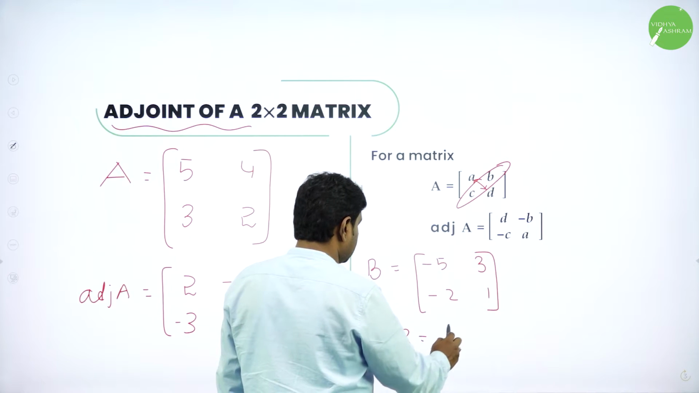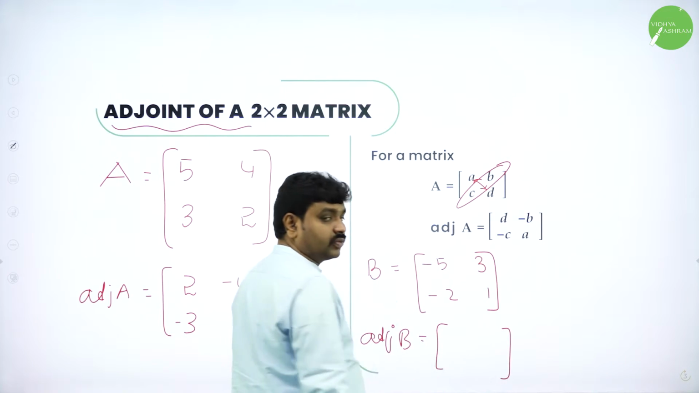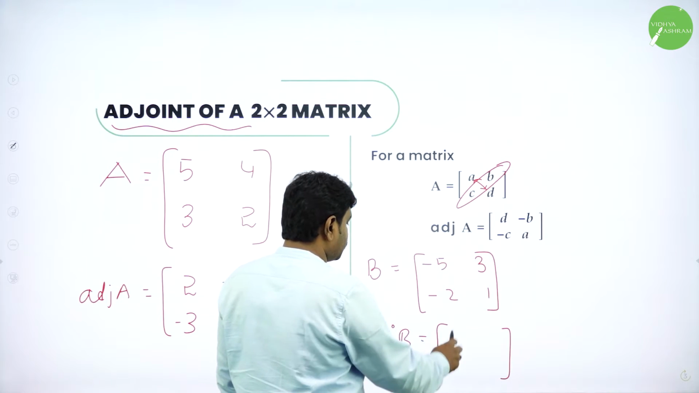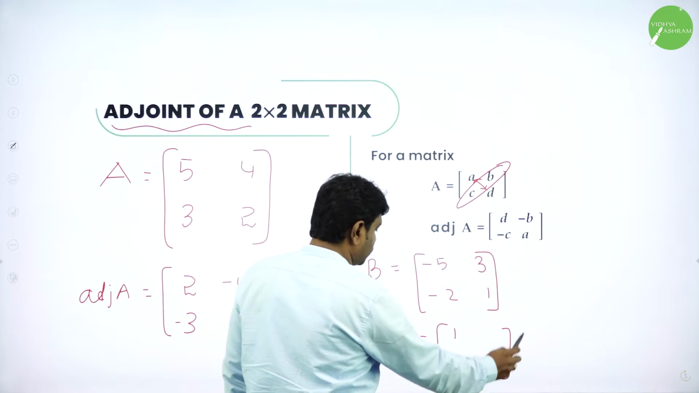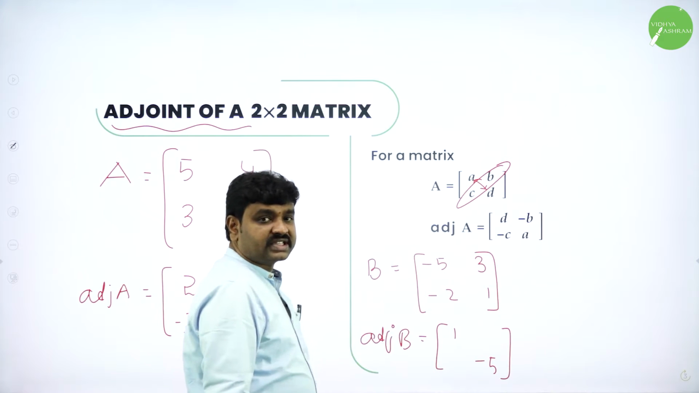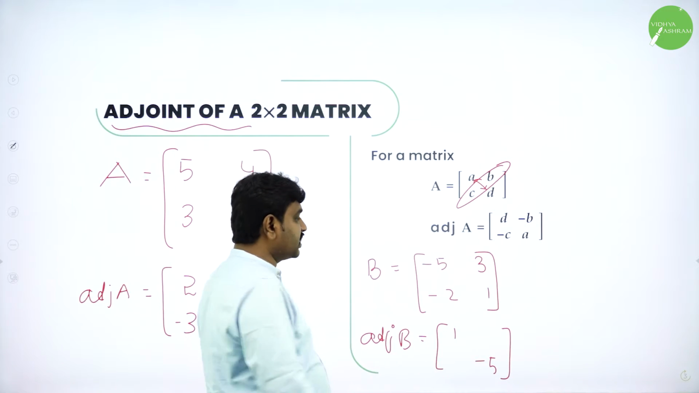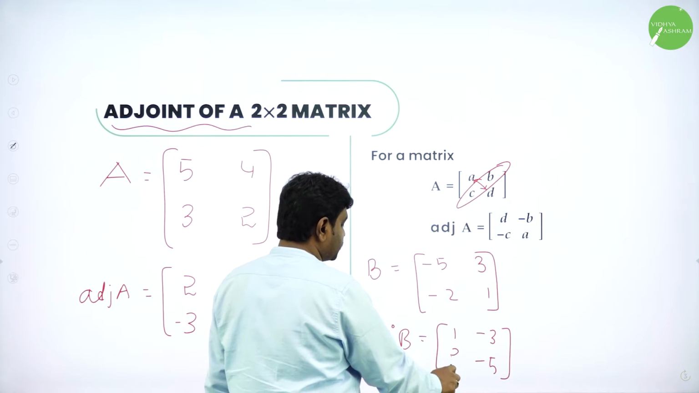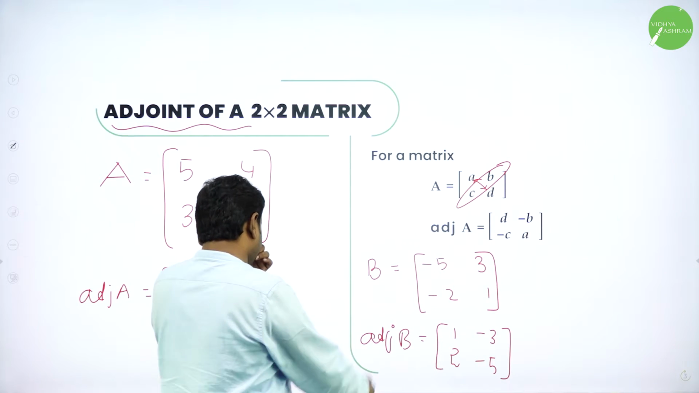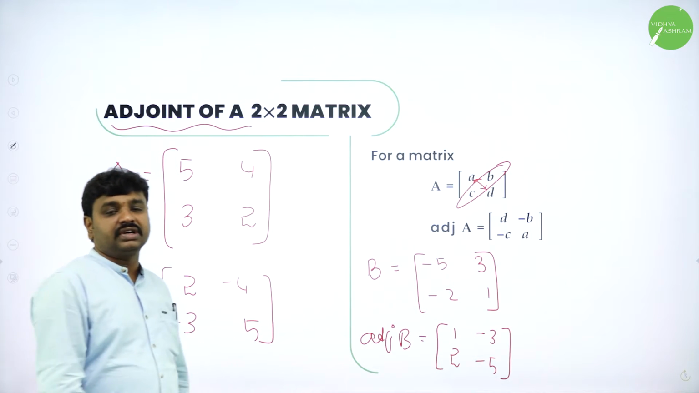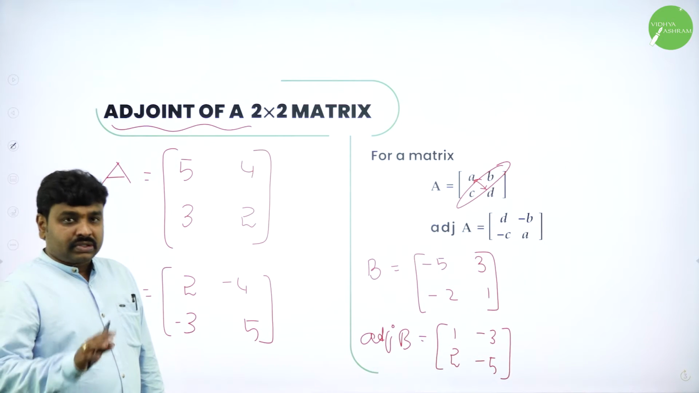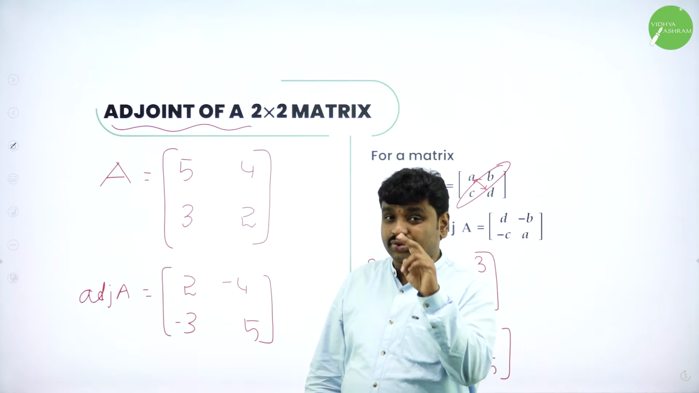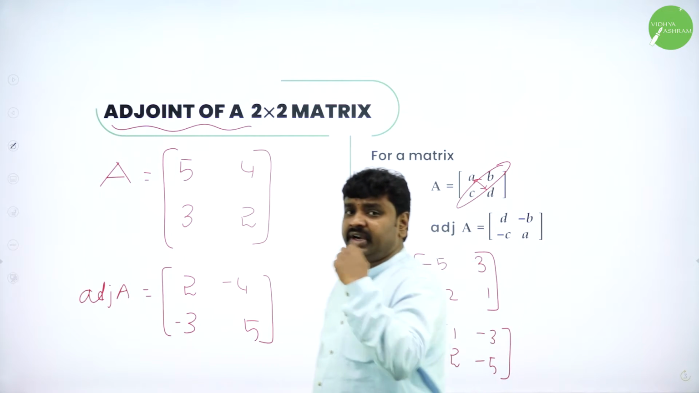Adjoint of B: change the principal diagonal. What is the principal diagonal? Minus 5 and 1. Change them. 1 comes in place of minus 5, and minus 5 comes in place of 1. Interchange them. Change the sign of the secondary diagonal. This is positive 3, make it negative. Negative 2, make it positive. This is adjoint B. So this is the method to find adjoint. Now I taught you how to find adjoint of 2 cross 2. Going ahead.